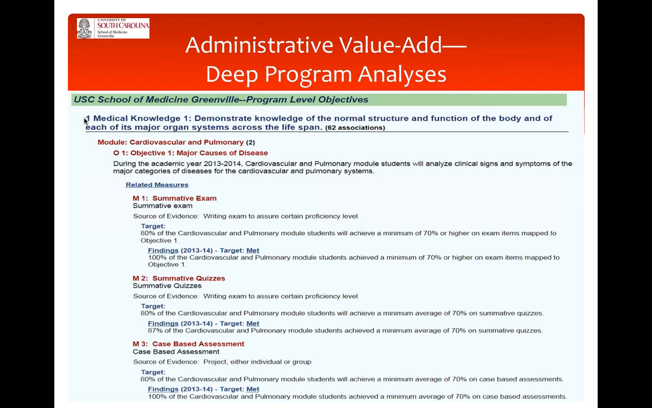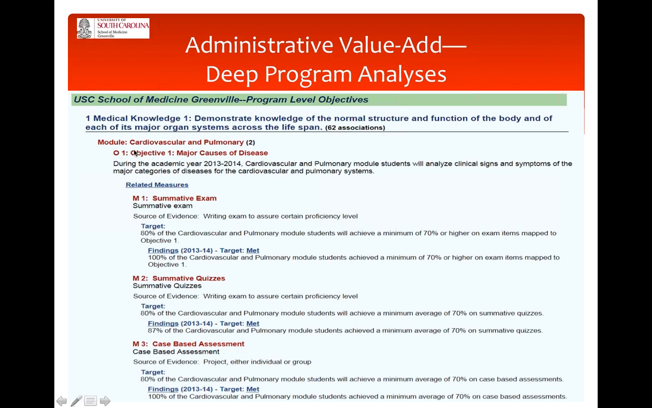So just as an example, for our first of 43 program level objectives, demonstrate knowledge of the normal structure and function of the body and each of its major organ systems, we have 62 objectives that appear throughout the Year 1 and Year 2 modules that address this particular program level objective. So with our Weave Online system, we're able to then generate every instance of implementation of these objectives, not only where it appears, in this case our cardiovascular and pulmonary module, but what the objectives were in that module, what the measure was, and what the findings were.